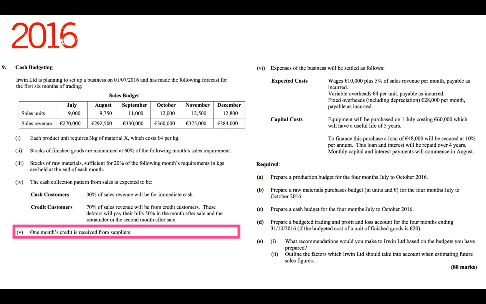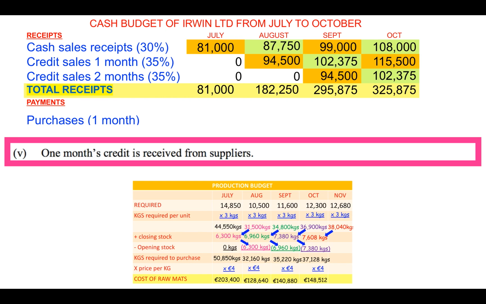Moving on then to note 5, it says 1 month's credit is received from suppliers. So we aren't told the purchases here. We had to do a raw materials purchases budget. So remember we did this in part B. We have got the cost of the raw materials.